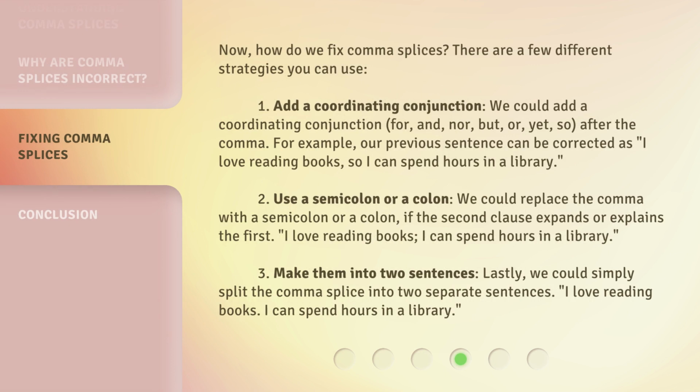Now, how do we fix comma splices? There are a few different strategies you can use. 1. Add a coordinating conjunction. We could add a coordinating conjunction: for, and, nor, but, or, yet, so, after the comma. For example, our previous sentence can be corrected as, I love reading books, so I can spend hours in a library.